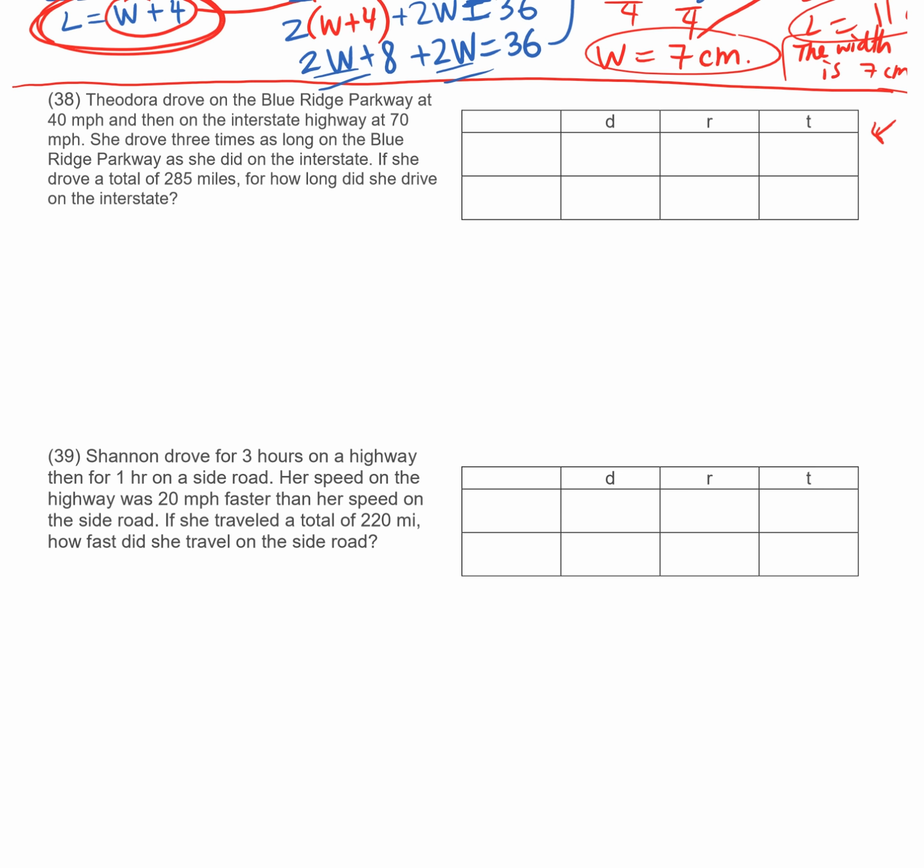So it says Theodora, she drove, excuse me, on the Blue Ridge Parkway. So maybe I'll label one as the Parkway at 40 miles per hour. Okay, so her rate, remember rate means speed, same thing. It was 40 miles an hour on the Parkway. And then she drove on the interstate, or highway, whatever you want to call it, at 70 miles an hour. So that was her speed there. So just like we said, they gave us those outright. Either the distances they'll give you, or the rates they'll give you, or the times.